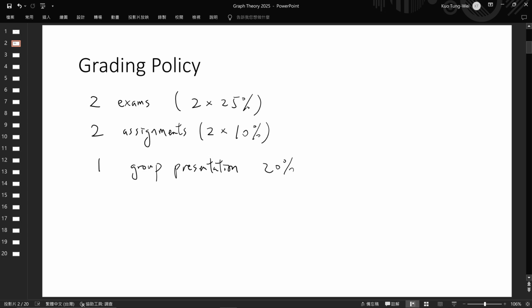Because we are still in this add-drop period, the final list of students is not determined yet. After the midterm exam, more details on this group presentation will be announced, like how many students per group, or how much time you have for a presentation. And finally, the remaining 10% is course participation, that is, asking and answering questions in this course. So that's the grading policy.